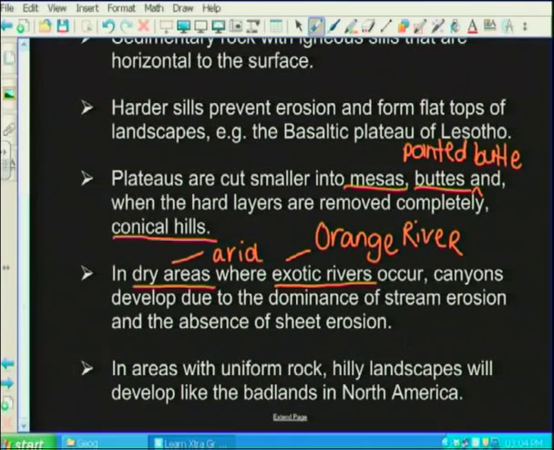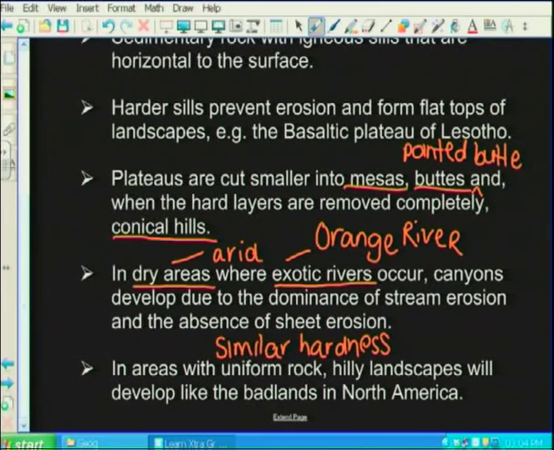In areas with uniform rocks, which means that they have a similar hardness in terms of the erosion rates of these rock strata, if they are uniformly resistant to erosion, they are equally erodible in all parts. Hilly landscapes will develop like the Badlands in North America. We also have an example of hilly landscapes in South Africa, and that would be in the KwaZulu-Natal region. So hilly landscapes are also found here in South Africa.